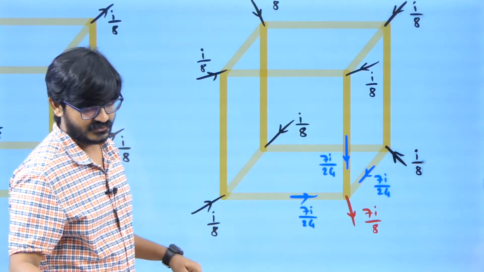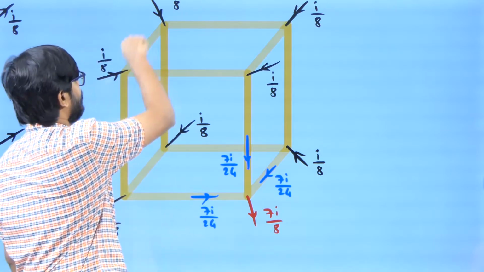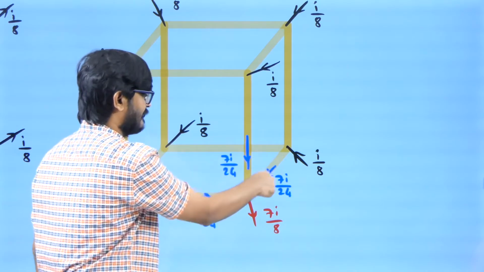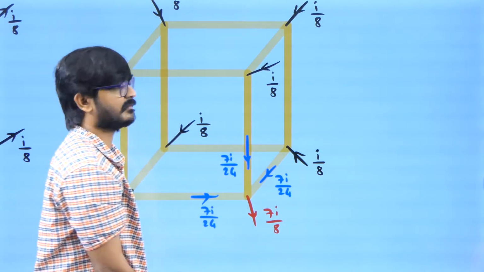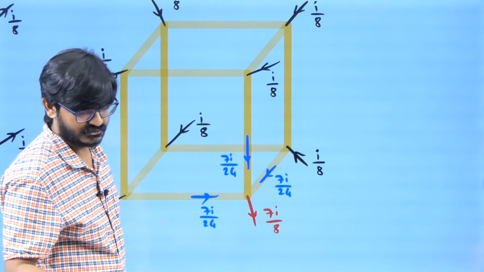Now similarly, what I will be doing is taking current 7I by 8 from here and giving I by 8, I by 8, I by 8 from the other corners. Now again I can conclude this will be 7I by 24, 7I by 24, 7I by 24, but I can't find the current in the other resistors.